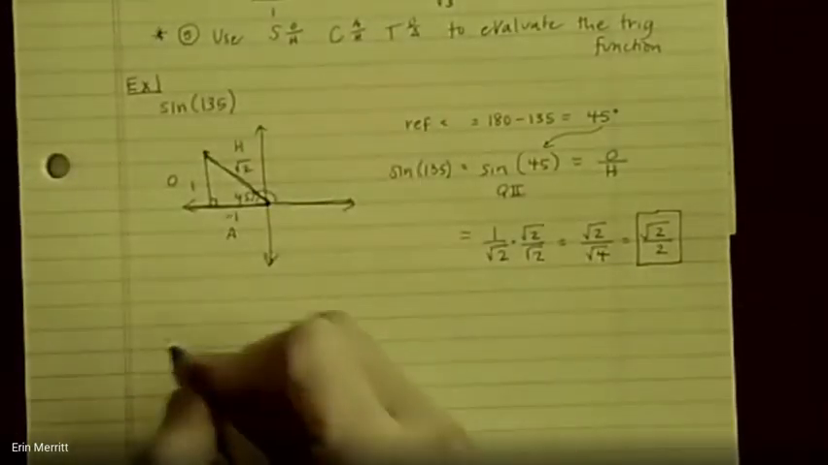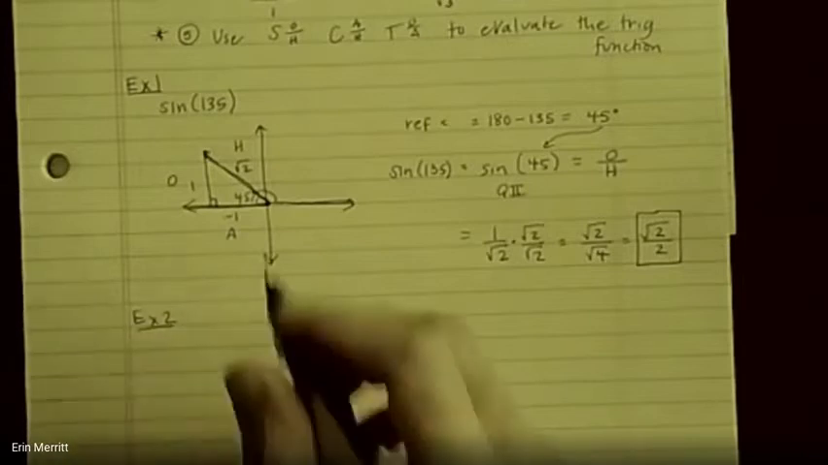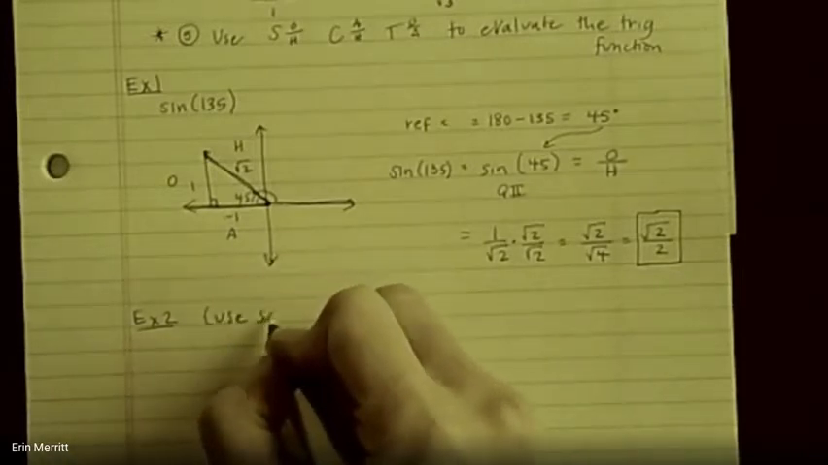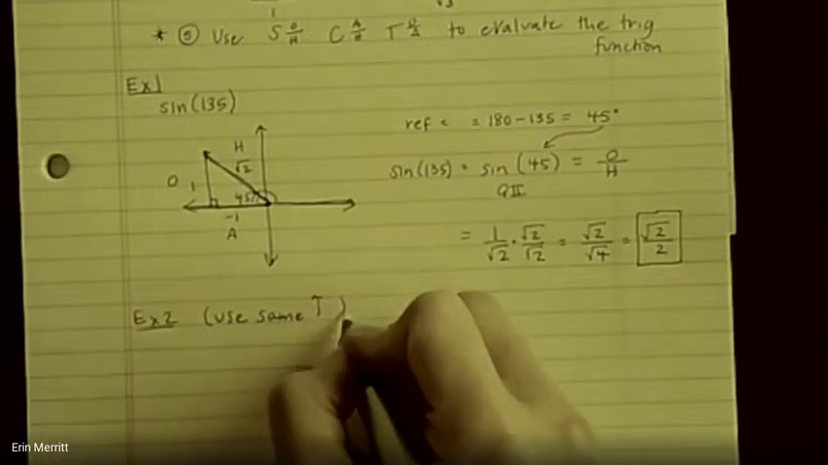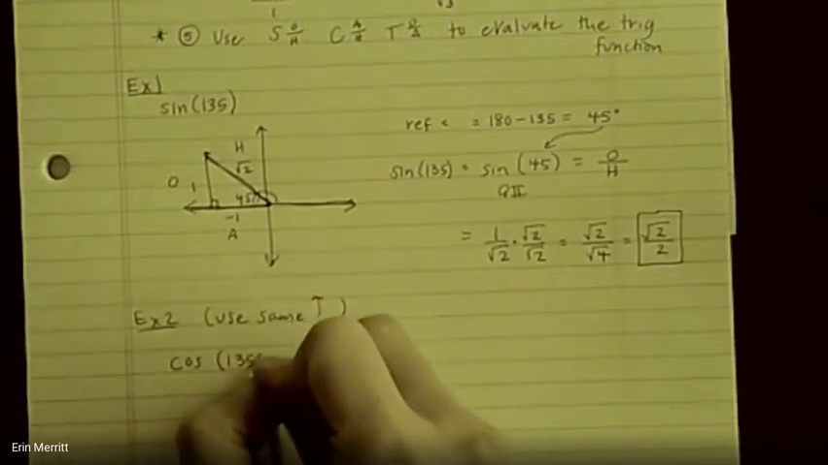All right, example 2. We're going to use the exact same diagram to keep this simple for us. So use the same picture. We're going to do cosine of 135 degrees.